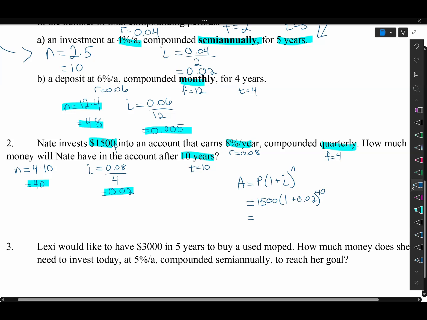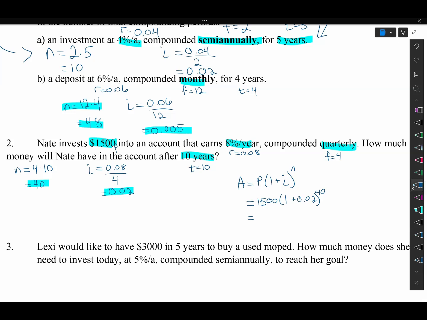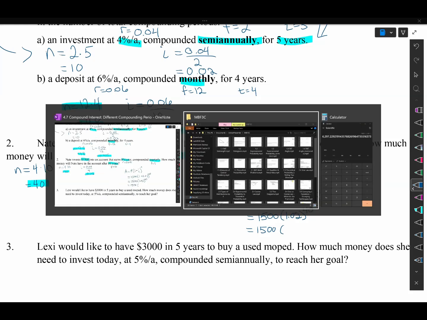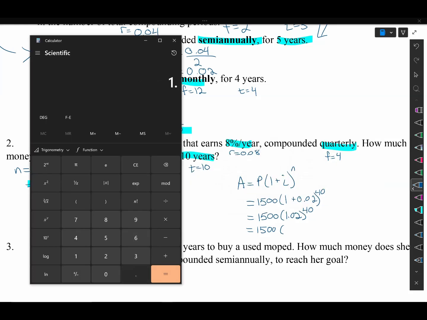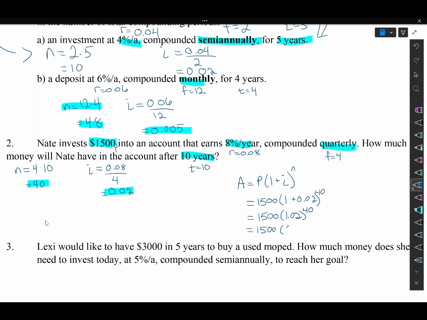Now, $1,500, we're following our BEDMAS. You folks should be masters of this because of our prerequisite skills, so I'm not going to write out my BEDMAS this time. We're just going to work down. That is 1.02, all to the power of 40. That is, I'm working with 1,500 times 1.02 to the power of 40. I can throw that into my calculator. I know which button is my exponent button. You know which button is the exponent button because you've been practicing this on your calculator as well. 2.21 if I round.